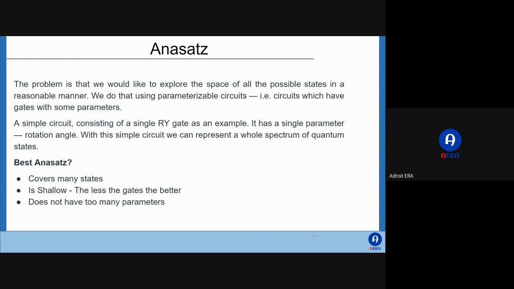Once the search space decreases to a particular set of limits, ansatz helps us find that. It explores the space of all possible states in a reasonable manner using parameterized quantum circuits. As I said, the parameterized quantum circuits can be RY gates, RX gates, and RZ gates. These rotational gates have a rotation angle, and then you can change the angle.